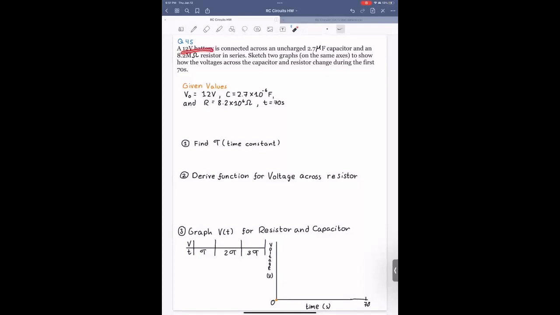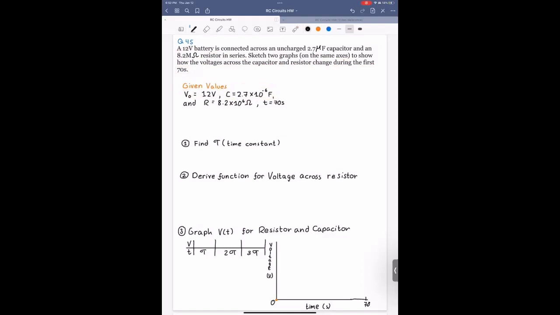A 12-volt battery is connected across an uncharged 2.7 picofarad capacitor and an 8.2 mega ohm resistor in series. Sketch two graphs on the same axes to show how the voltage across the capacitor and resistor change during the first 30 seconds. All right, so we have some given values. We have the initial voltage, which is 12 volts. We have the capacitance of the capacitor, which is 2.7 times 10 to the power of -6 farads. We have the resistor, which is connected in series.